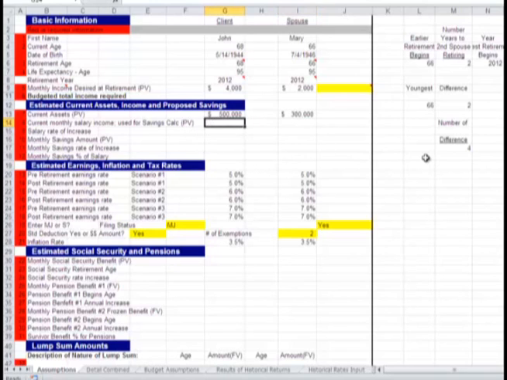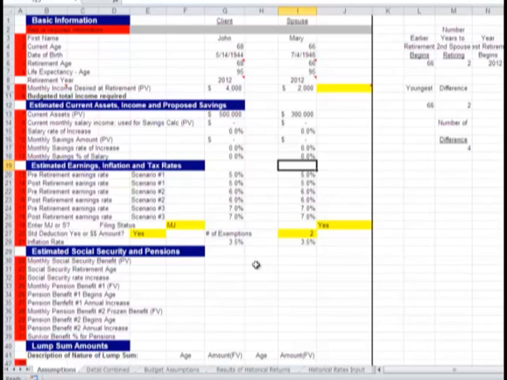Because they are retired, we will enter 0 for all these categories. So what we are saying is this money is put aside for long term, and they are not saving any additional money because they are in retirement.